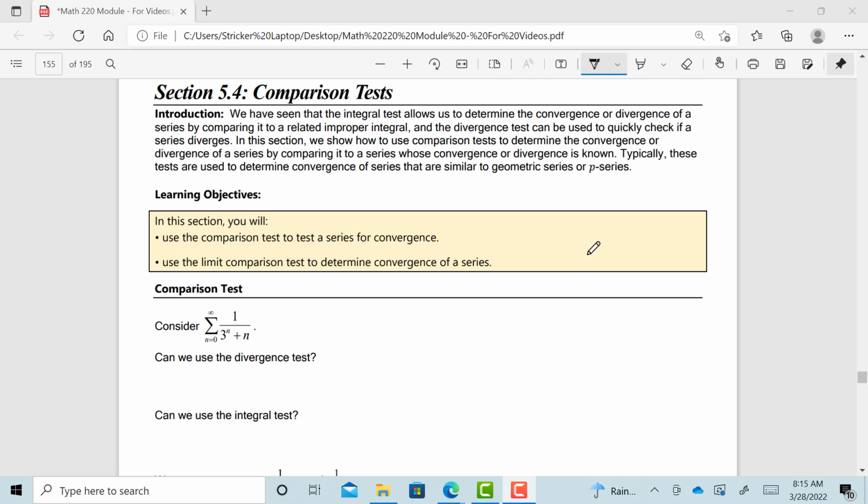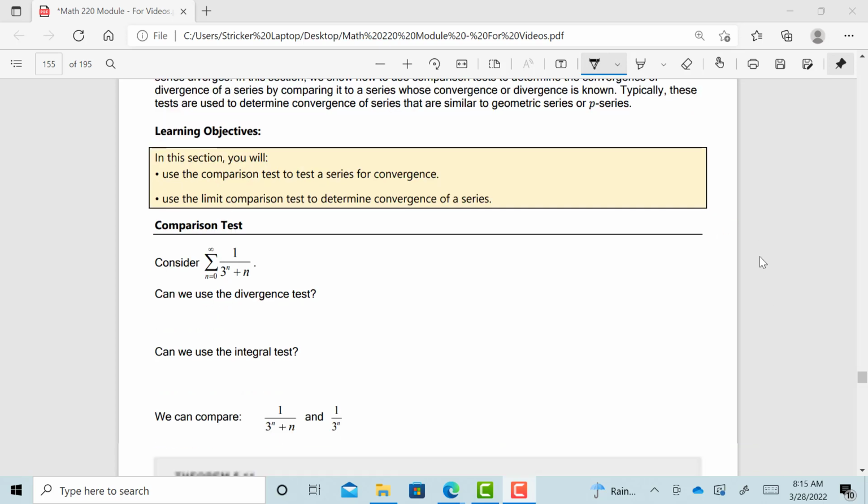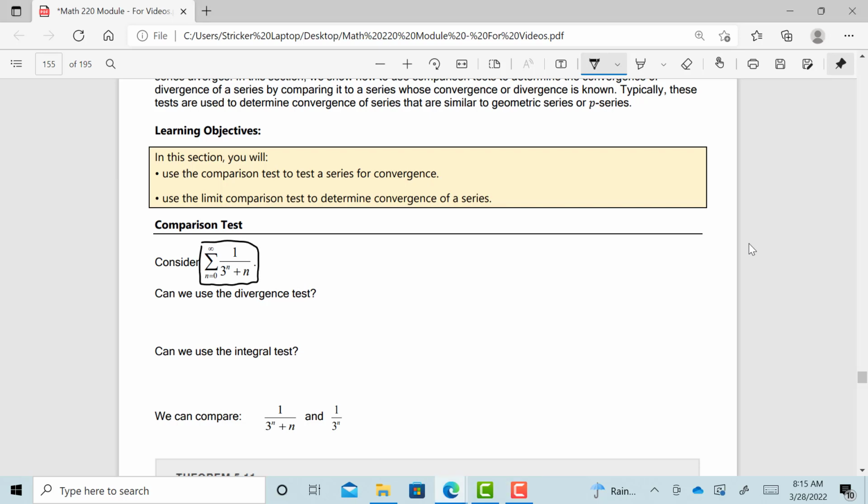So this is the next test in the sequence. No pun on words intended there. So let's go ahead and jump in by looking at an example. Let's consider the series 1 over 3 to the n plus n. And let's start by asking two questions. Those tests that we learned in the past, the divergence test and the integral test, can we use those? Would those be a good idea here?